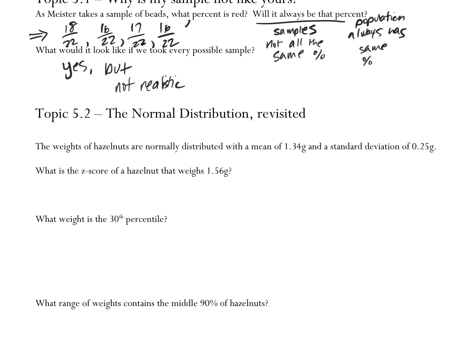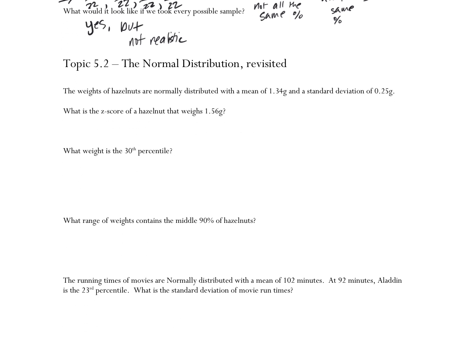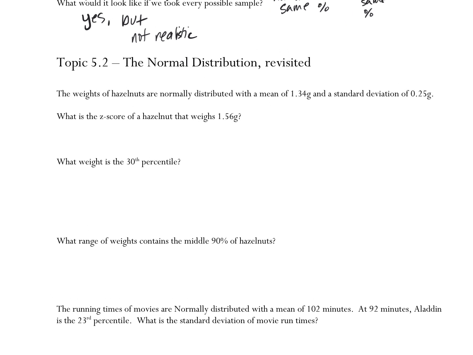All right. So before we can really get too far into sampling distributions, I do want us to think through, we're going to rely on the normal distribution and the thought processes behind knowing something is normally distributed and what that means. We're going to be going through that a ton. So I want us to be in a place where we can think through and review those ideas, okay? So the weights of hazelnuts are normally distributed with a mean of 1.34 grams and a standard deviation of 0.25 grams.